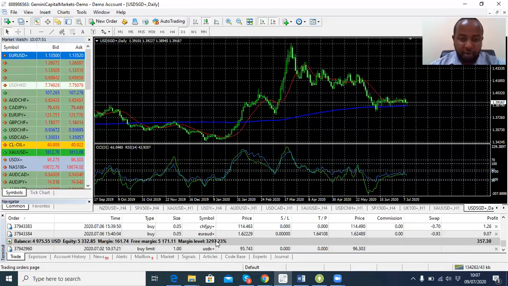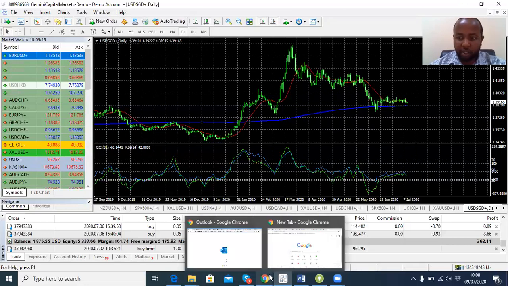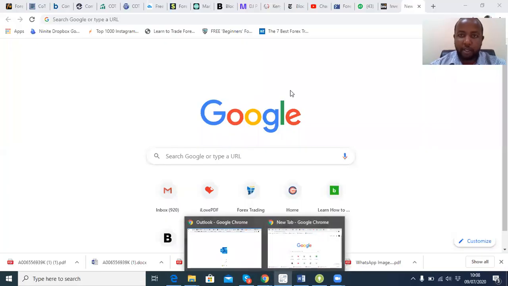This is margin level. You can see this is free margin. This is margin, now 161. And then we also have equity and balance. So mostly this is what I'll be tackling. Then maybe we'll check a little bit of analysis on what this week is all about, or what is happening.